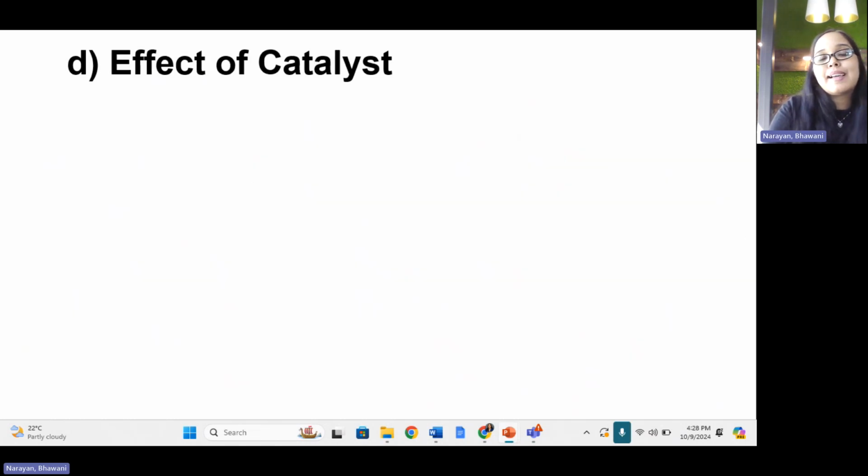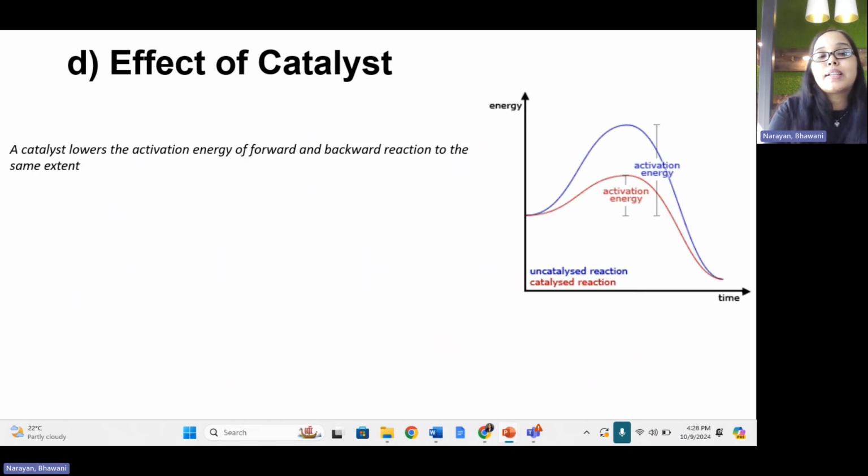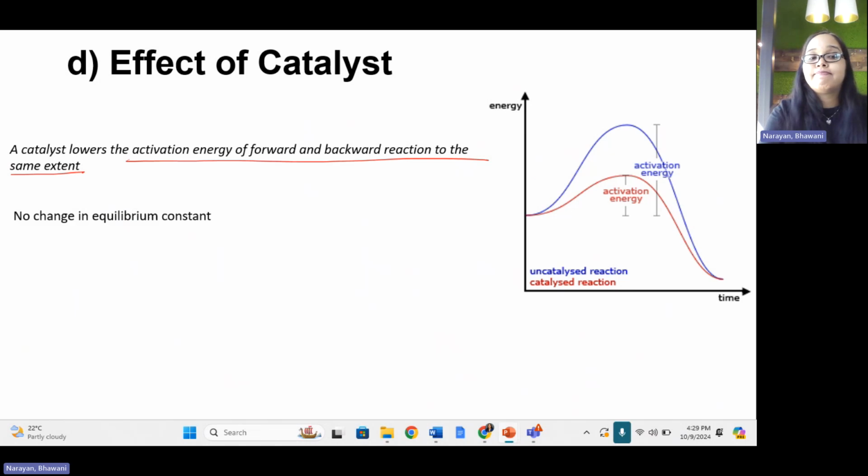Let's go over to the last slide in this, which is the effect of catalyst. Now, a catalyst is another thing which can affect the pace of a reaction. So what happens when you add a catalyst to a reaction? It basically lowers the activation energy of the forward and backward reaction. And remember, it's to the same extent. So if something is done on the backward side and the forward side to the same extent, what would happen to the equilibrium? No change. So there would be no change in the equilibrium constant, no change in the equilibrium position.